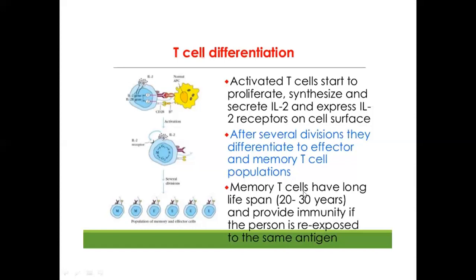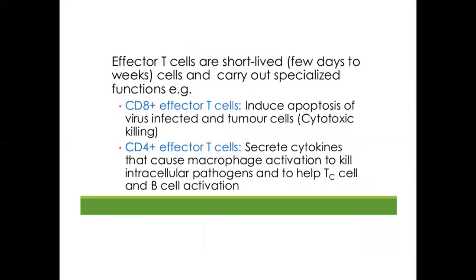Memory T cells have a long lifespan, 20 to 30 years, and provide immunity if the person is re-exposed to the same antigen. The effector T cells are short-lived cells and carry out specialized functions. CD8 effector T cells induce the apoptosis of virus-infected and tumor cells, and CD4 effector T cells secrete cytokines that cause macrophage activation to kill the intracellular pathogens and also help T cell and B cell activation.